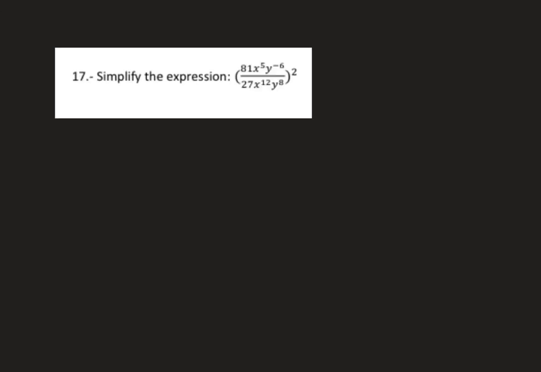Okay, question 17. We are just going to simplify this expression using our rules of exponents. So, hopefully you remember those. The first thing we want to do is simplify inside the parentheses. So I'm going to simplify 81 divided by 27, which would be 3. And then I have x to the 5th over x to the 12th. So the 5 is going to come down and subtract from the 12. 12 minus 5 would be 7. And then y to the negative 6 over y to the 8. Let's bring that 6 down.